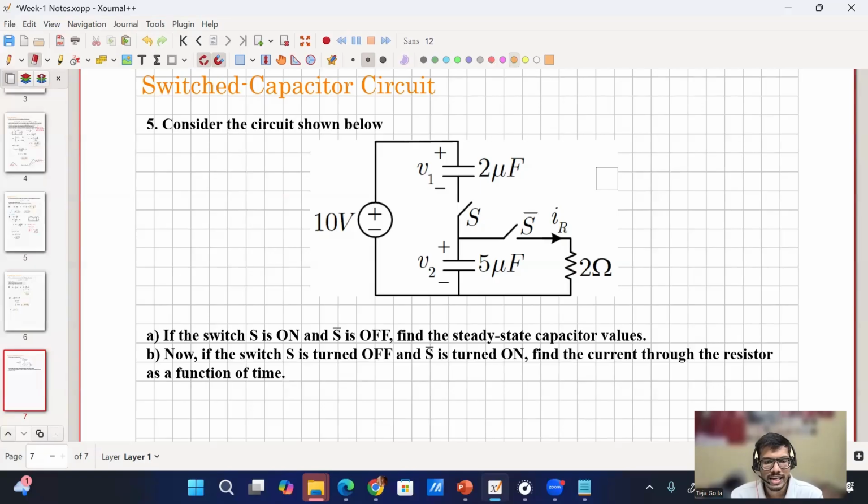In the first case, S is on and it was made to reach the steady state. Once it reaches the steady state, we turn off the switch S, which means the capacitors are connected in series with the resistor, or parallel since there are two. And then we are asking to find the current through the resistor. So is the question clear?